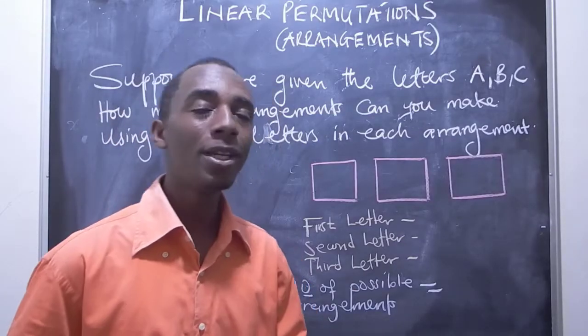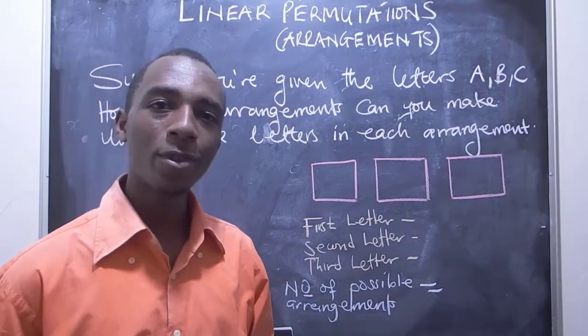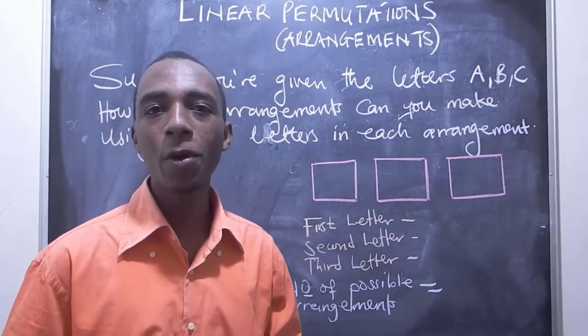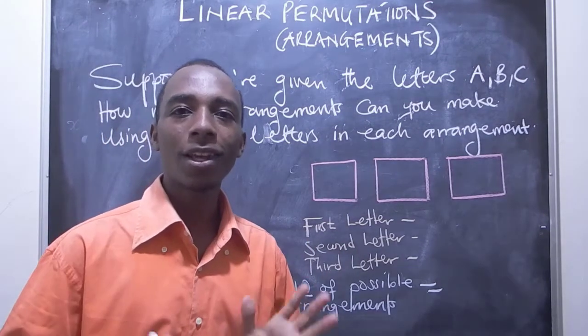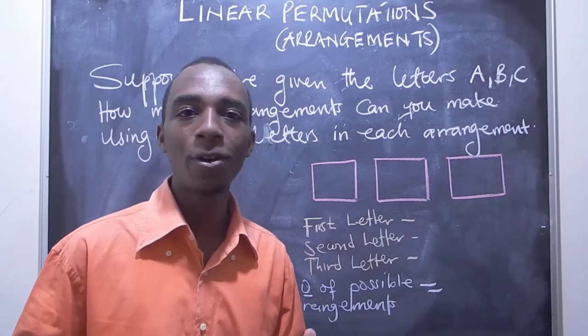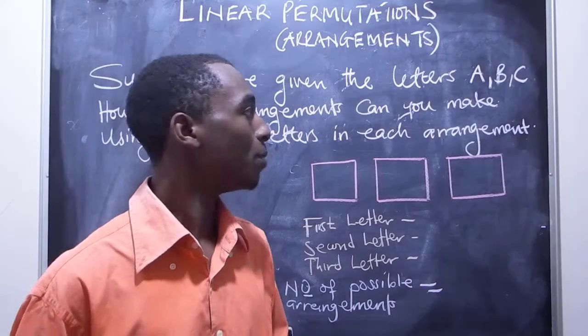Alright, let's do some linear arrangements or permutations. Now we're going to begin with a simpler example where we have few objects, and then we'll look at the case where we have more objects, and then we'll create a generalization of all linear arrangements.